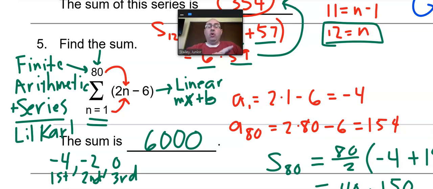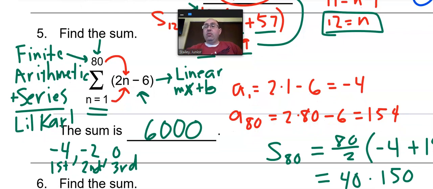Now, if you don't know that this is an arithmetic series, here's a couple ways to figure it out. Number one, look what you have inside here. It's a linear function, mx plus b. That's a dead giveaway that you're dealing with arithmetic. But if that still doesn't jump out at you, then what I suggest you do is start by plugging in 1, 2, and 3.